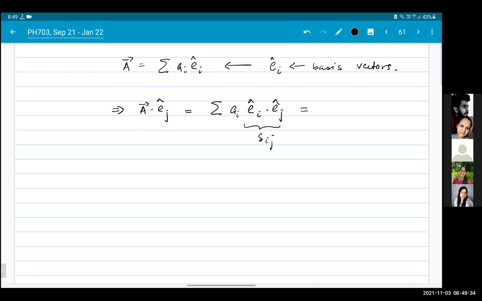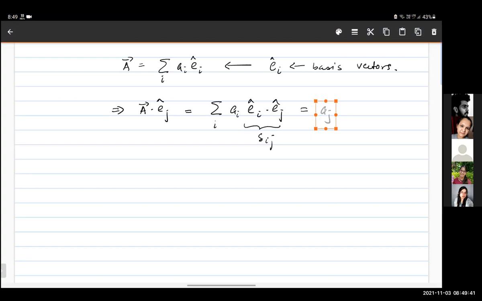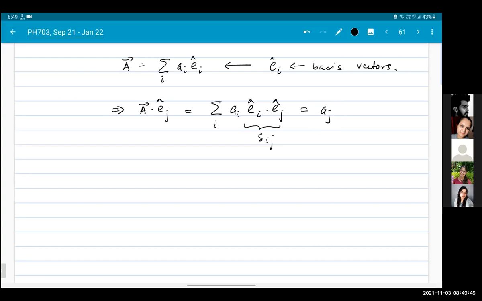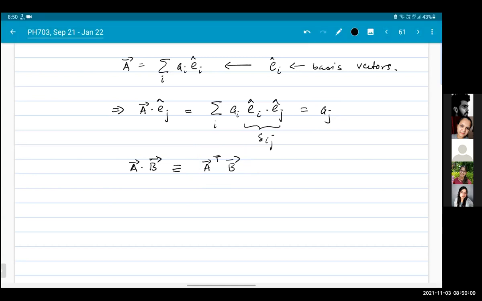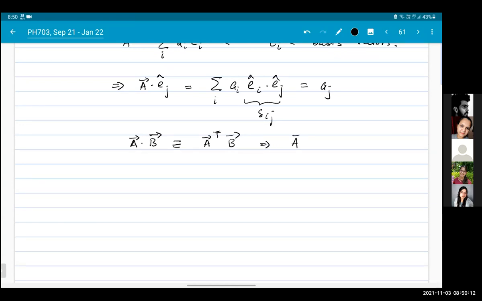So again, if you sum over i here, you will get a_j. So this is a_j. But now let's be a little bit more careful when taking our dot products. Because a dot product between any two vectors, the correct way to write it is as A transpose times B, and then you apply the rules of matrix multiplication to this expression. That's what the dot product means. So when I'm writing down this A dot e_j, what I should be doing is taking this e_j transpose and then multiplying it by A.